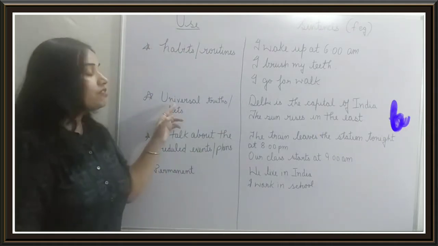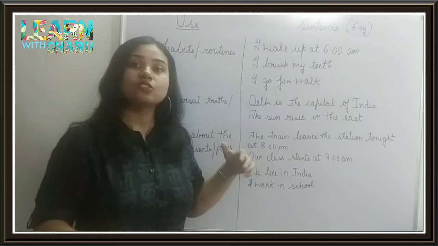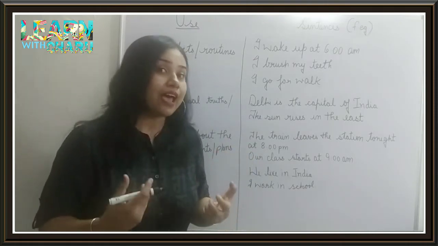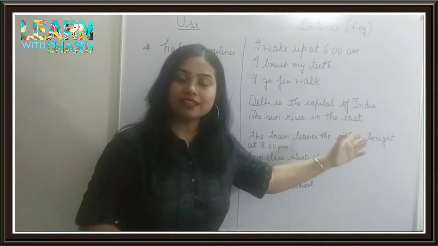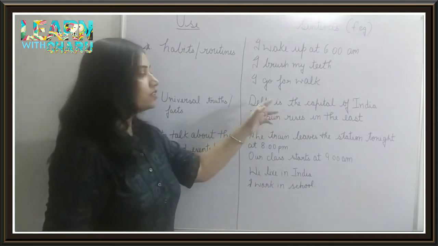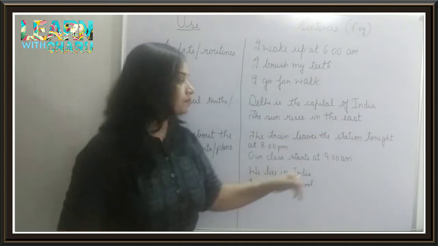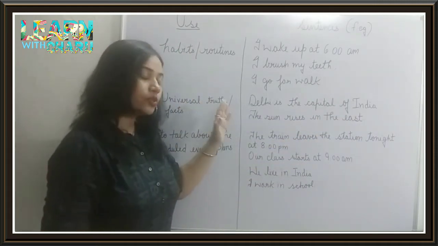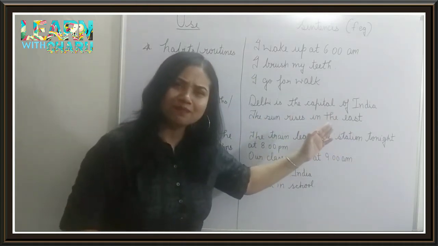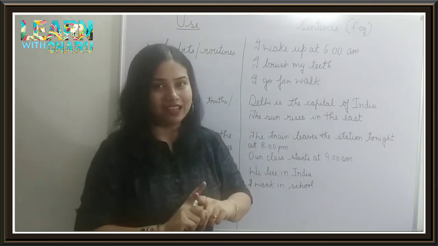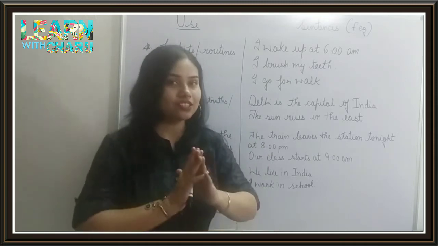Next is universal truths and facts. We can use this tense to talk about universal truths and facts. For example, Delhi is the capital of India. This is the fact, okay? If we talk about universal truths, then the sun rises in the east. Can we change both of them? No, we can't change both of them. We can't change the facts. We can't change the universal truths, right?